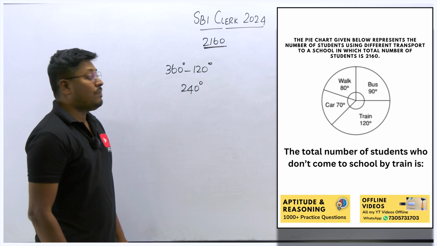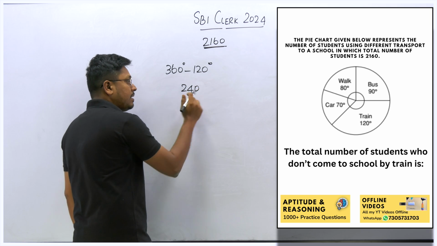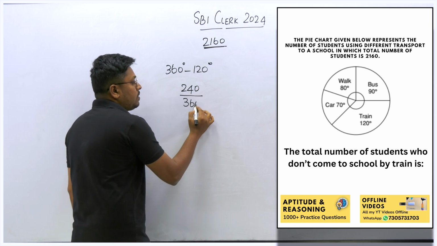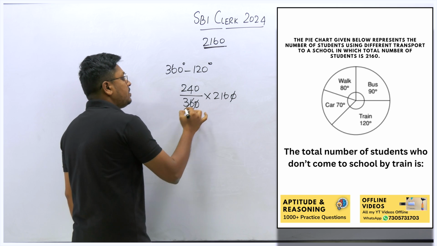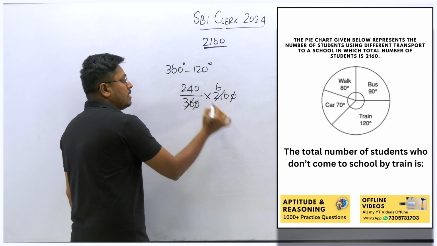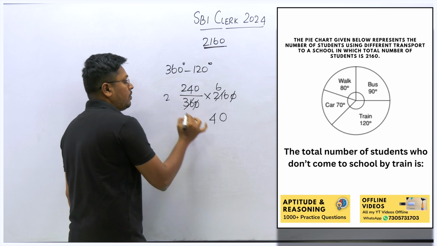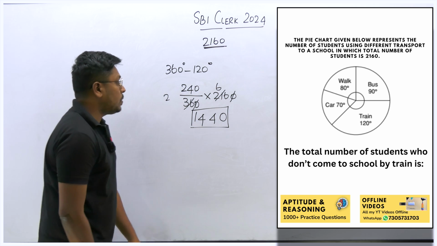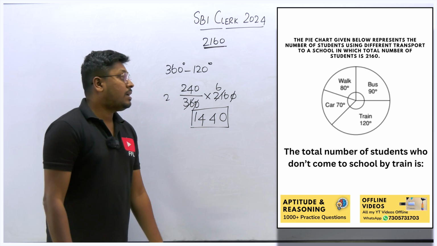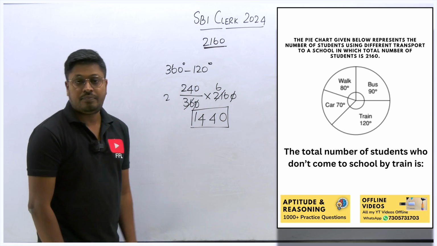But we have to find that in numbers. So 240 degree, in order to remove this degree, divided by 360, into the total number 2160. So we can cancel 0, 0 here. This will be 6 times. 6 4s are 24. Remaining will be 2, 12, 14, 1440. So 1440 will be the total number of students who are not coming by train. That will be the answer for question number 4.